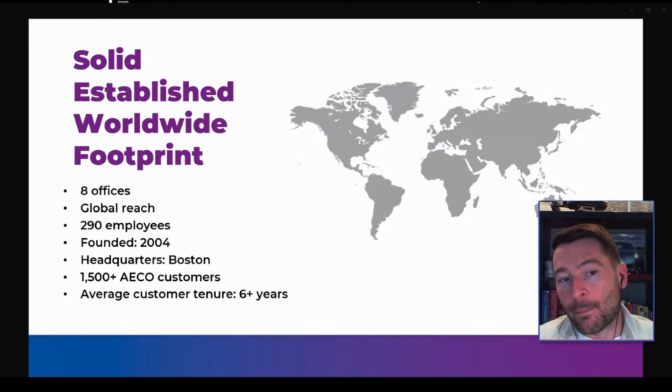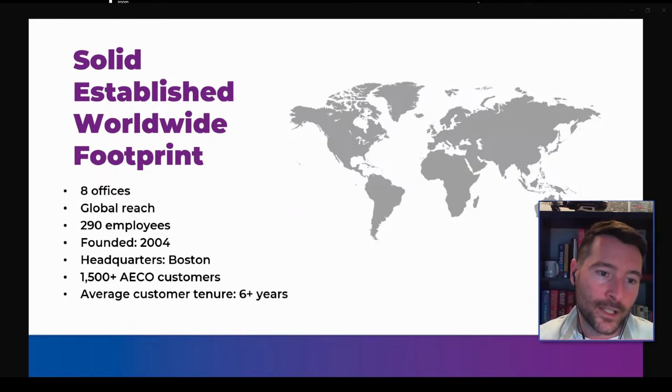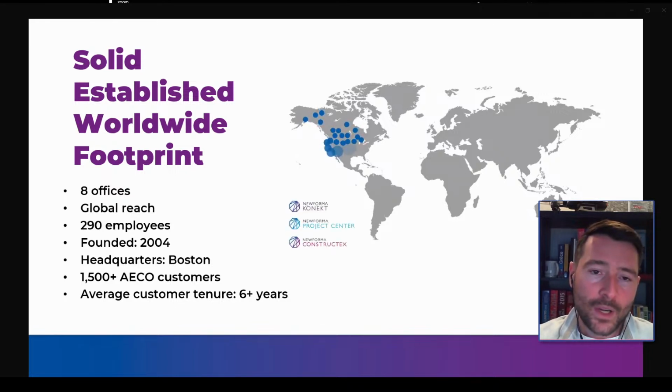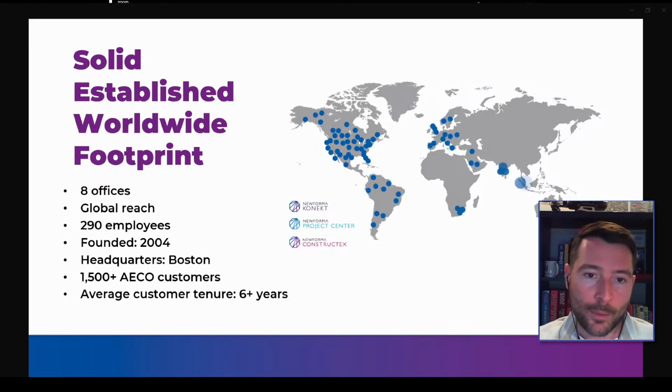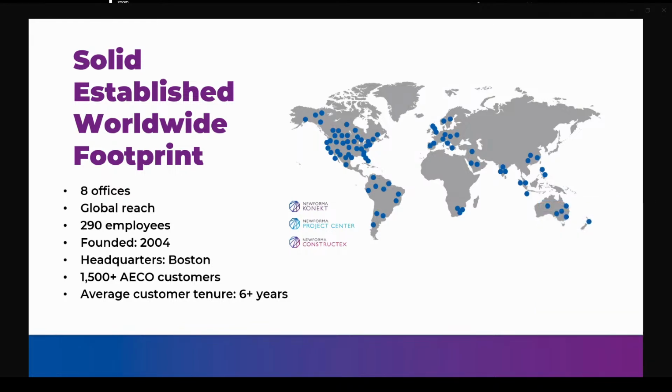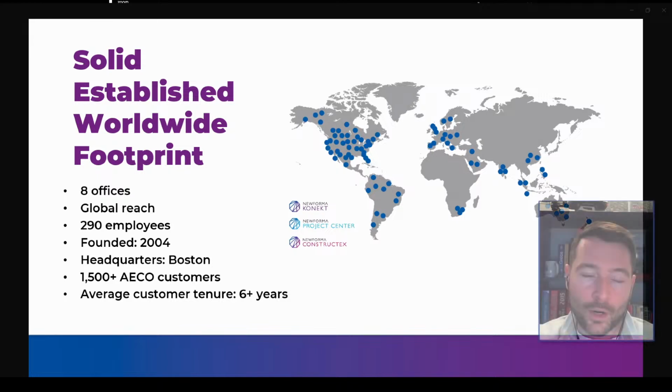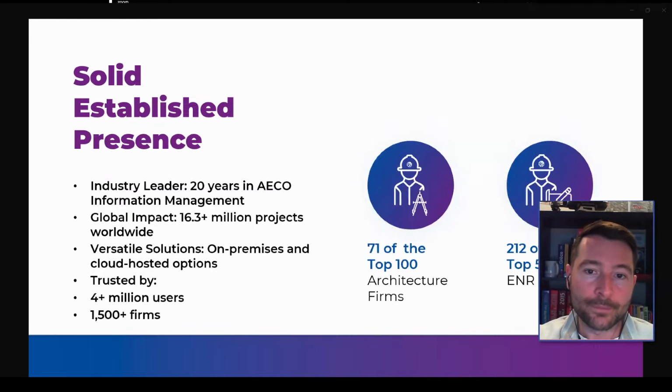So we make that possible through those connectors. I'll give some examples of how this information can flow. But we actually have three different products. We have Project Center, which is our on-prem project information management solution, Newforma Konekt, which is our SaaS offering, and Newforma Constructex, which is our construction management solution.